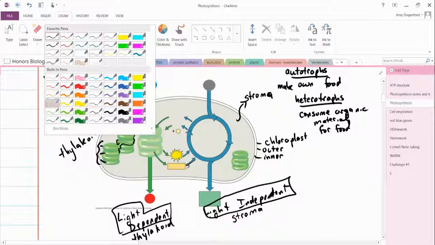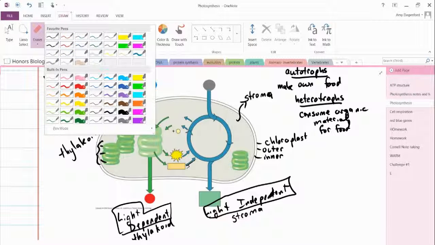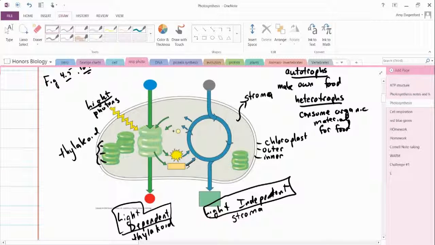Now, just because it's showing it in one spot, remember there's going to be one here and one here. There's going to be light coming in there and hitting all of these thylakoids here. And so all of these layers are getting bombarded with light energy. And that's going to be really important for how it makes food. So there we have our light.